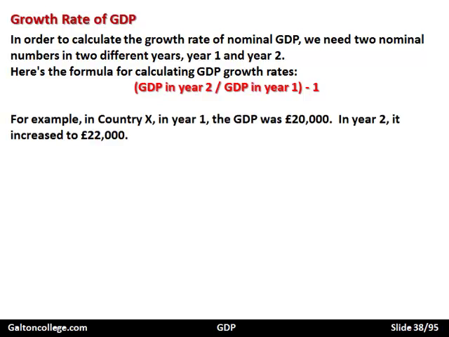For example, in a country X, let's say, in year 1, GDP was, say, £20,000. In year 2, it increased to £22,000. So 22 divided by 20 minus 1 equals 1.1 minus 1, which is equal to 0.1, which is equal to 10%. So the growth rate was 10%. The country grew by 10%. And that's how we work out the growth rate.